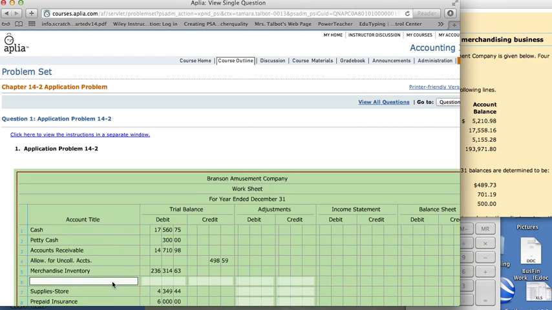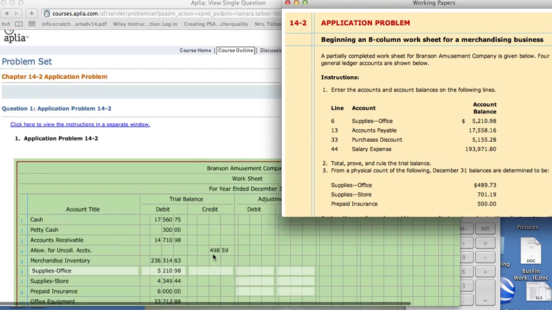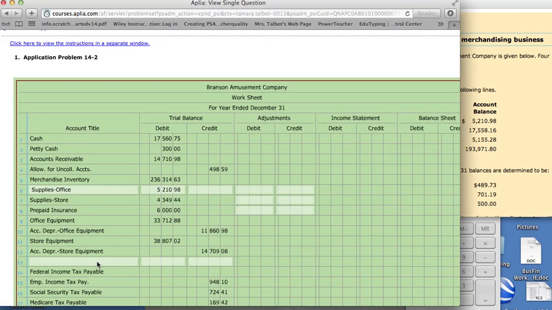So we will put supplies here, office. Supplies has a debit balance, and it would be $5,210.98. They also want us to enter into the accounts payable account on line 13. Accounts payable has a credit balance of $17,558.16.